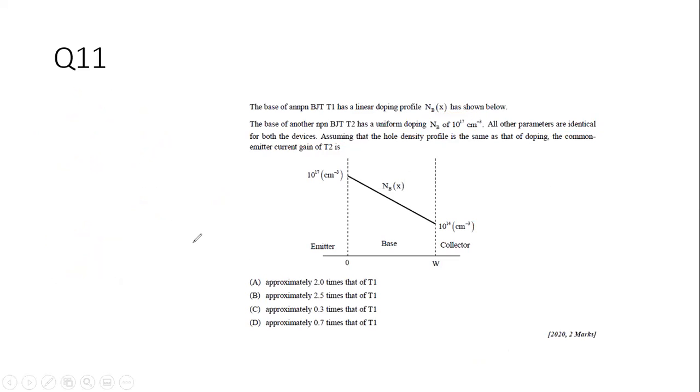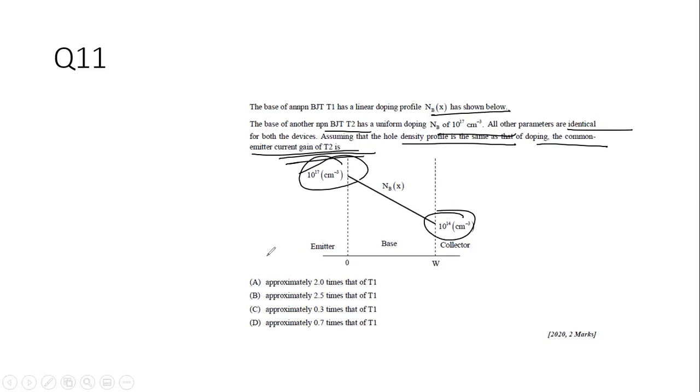The base of NPN BJT T1 has a linear doping profile, and the base of another NPN T2 has uniform doping. The parameters are identical for both devices. Assume that the hole density profile is the same as the doping concentration of T2. This is one doping concentration, and this is the other doping concentration.